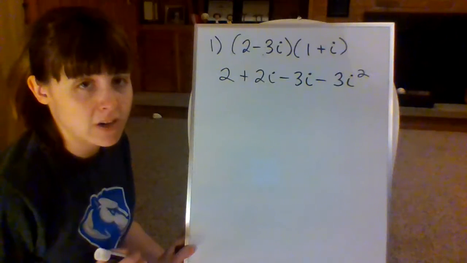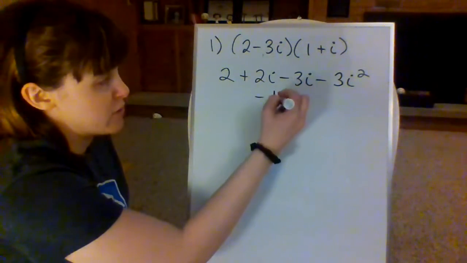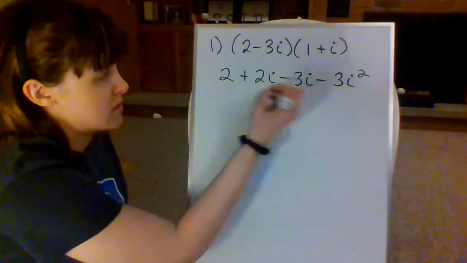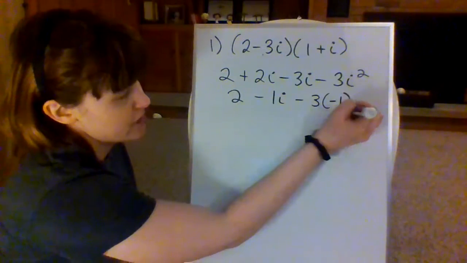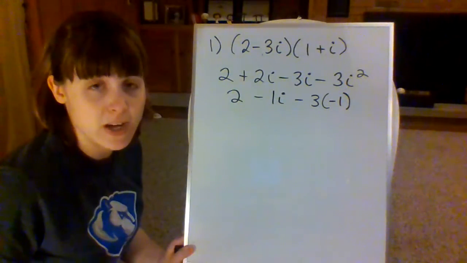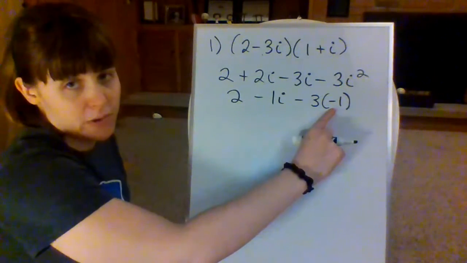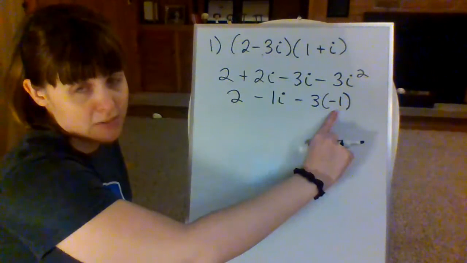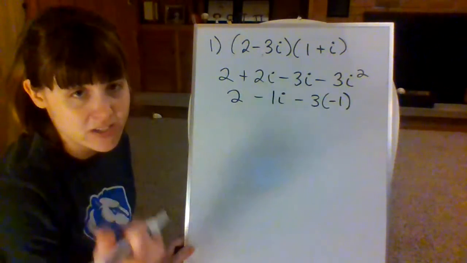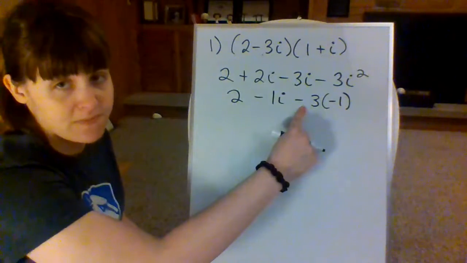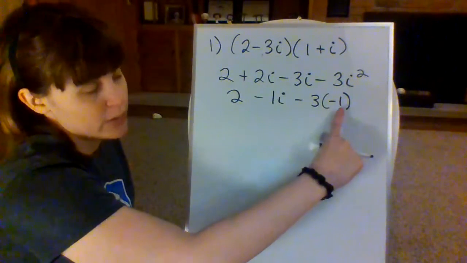Okay, so we're going to combine our like terms in the middle. So 2i minus 3i is negative 1i. And I told you we're going to replace this i squared with negative 1. So now this term at the end, we have negative 3 times negative 1. Or you can think of it as 3 times negative 1 is negative 3, but then you have this minus. So I always just do it like this. This is negative 3. This is negative 1. So if you multiply those, you would get positive 3.